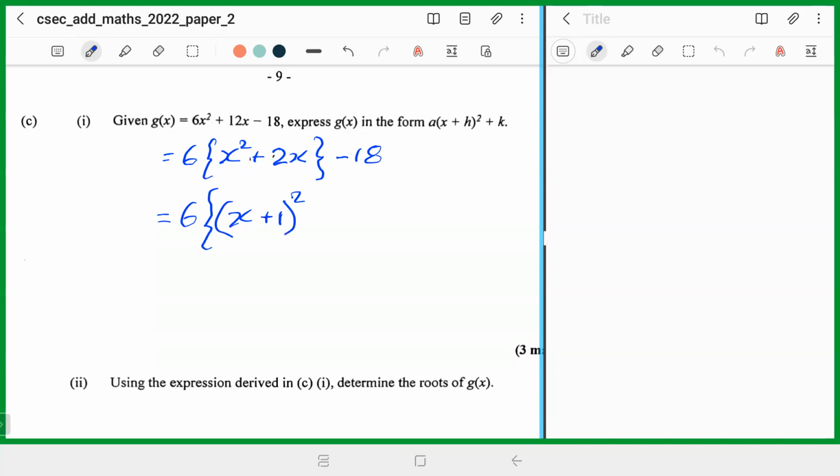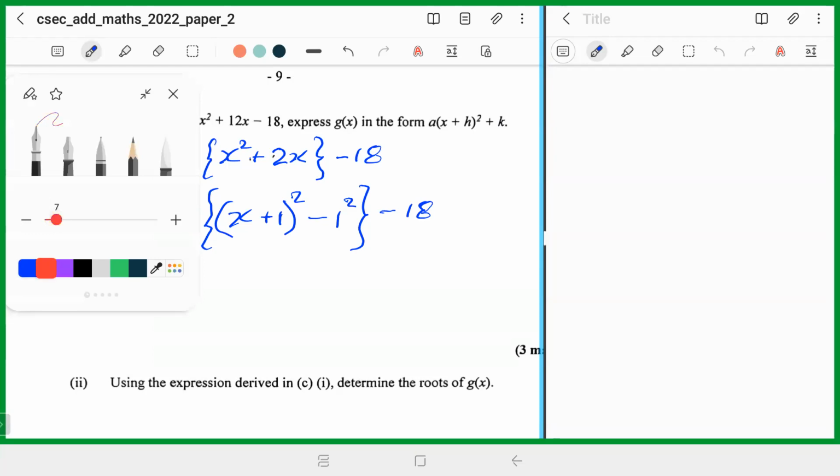Square. Then you subtract the square of this, which is 1 squared. I'm putting on the square this time just for illustration. And then that is all inside the curly bracket, and you minus the 18. Let's just write down what we did.